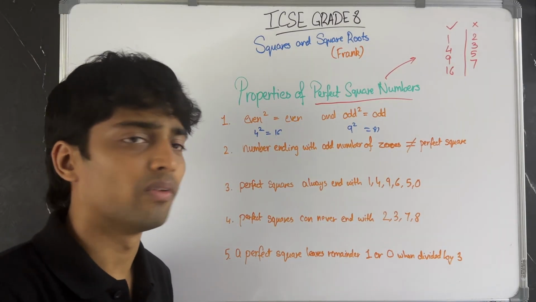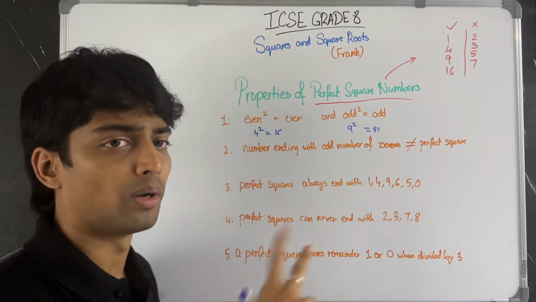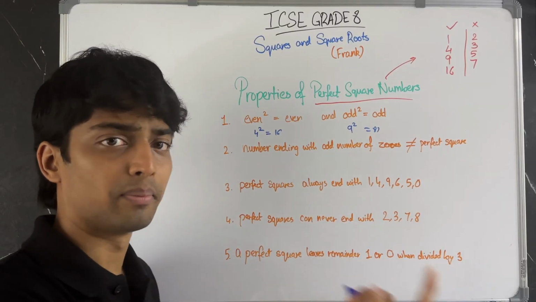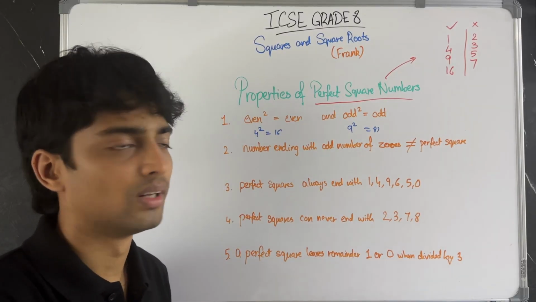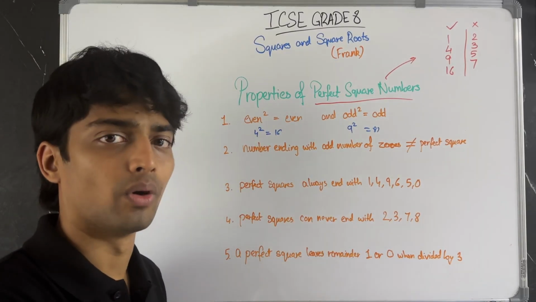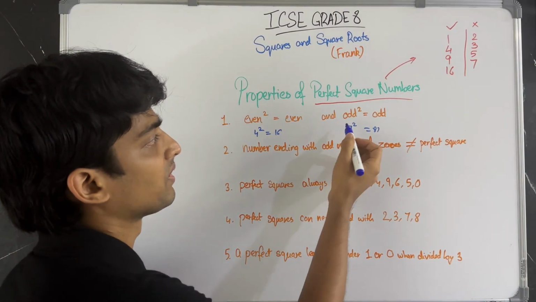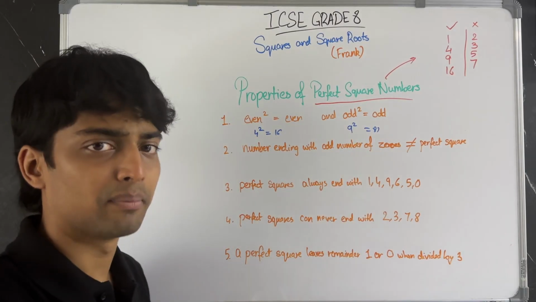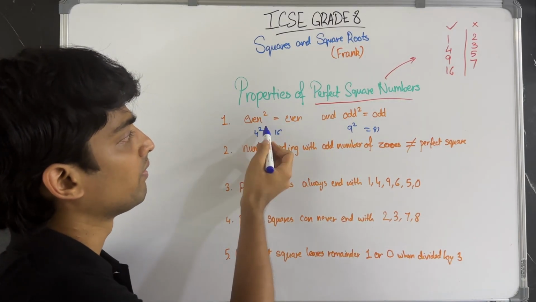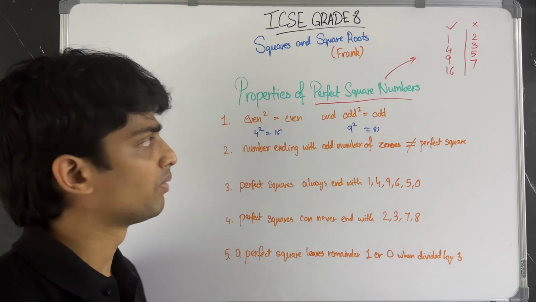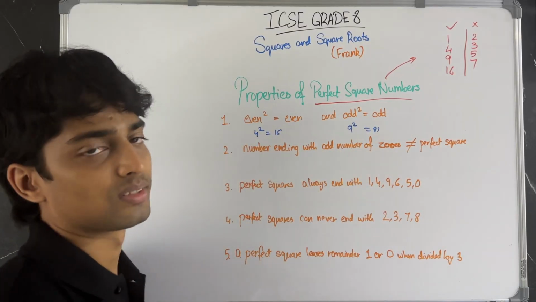Now why does it happen? Because of the law of multiplication. When we multiply two numbers, let's say even multiplied by even, we always get an even number. And same with odd: odd multiplied by odd is odd. So obviously when we are squaring, we are multiplying a number by itself. So this is even into even, this is odd into odd. That's why we get even for this case and odd for this case.